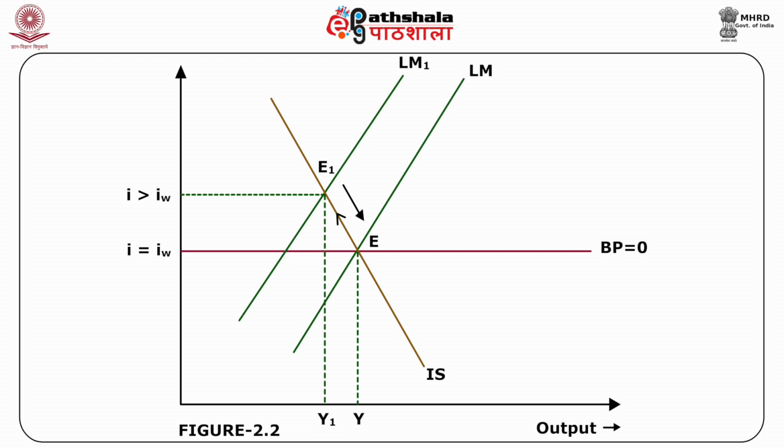At E1, the domestic rate of interest is higher than the world rate, so there will be capital inflow. This will further create pressure for appreciation of the domestic currency. But since the economy is under a fixed exchange rate regime, the central bank will intervene and buy foreign exchange, leading to an increase in domestic money supply.